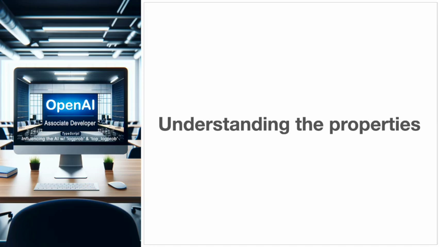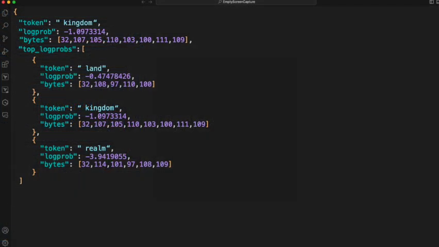Let's now take a quick look at the properties in the objects of the logprobs content array. In all the objects, we see the same 3 properties. They are token, logprob, and bytes. First, the token. This is what we've been discussing and is the word or part of a word the AI chose or considered choosing for the response. In this example, the token is the word kingdom. Next is the logprob, which is the logarithmic probability of the token being chosen, and is what we'll discuss at length in our next lesson.